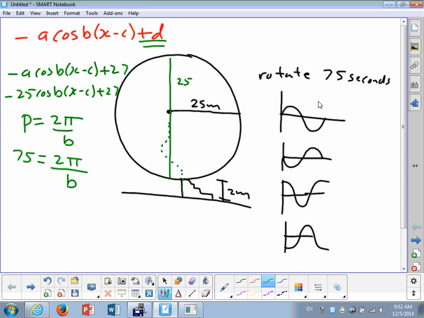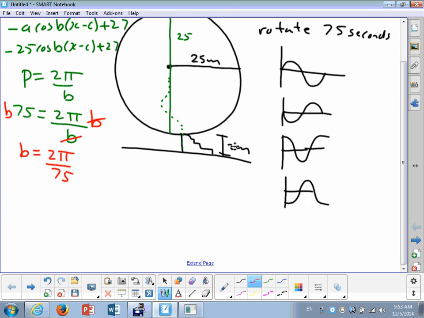Well, if I tried to solve that equation, I could multiply both sides by b, and then my b's would cancel. Then to get the b by itself, I'd have 2 pi over 75. So it looks like my equation's getting more and more complete. Negative 25 was my amplitude, or my amplitude was 25. It was negative because it was going down. And my b is 2 pi over 75. x minus c plus 27.